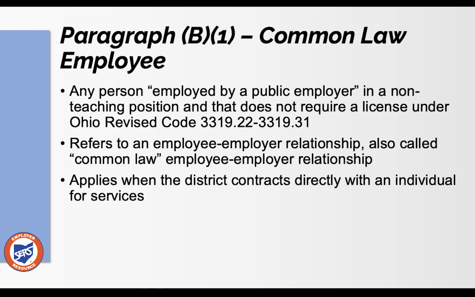So paragraph B1 covers basically the common law employee. So any person employed by a public employer in a non-teaching position that does not require a license under Ohio Revised Code 3319.22 to 3319.31. So basically it refers to an employee and an employer relationship. So this covers your traditional employees that you hire directly, that there is an established relationship between you as the employer and the employee that you have hired.